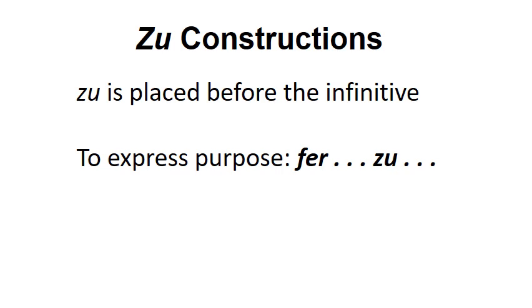Now, another place where we use a similar construction is when we want to express purpose. In other words, why you're doing something. And an easy way to do this is to use the fa zu construction. Once again, the zu goes before the infinitive, and the thing before the zu is going to be the object of that infinitive, what that infinitive is controlling or doing.